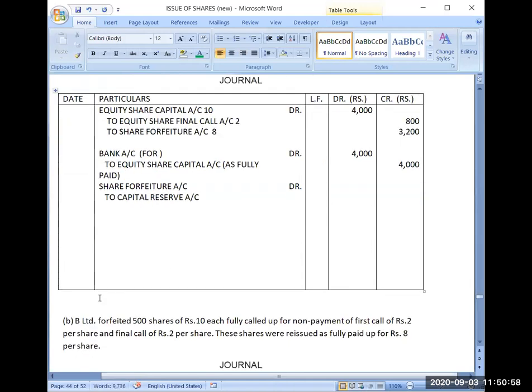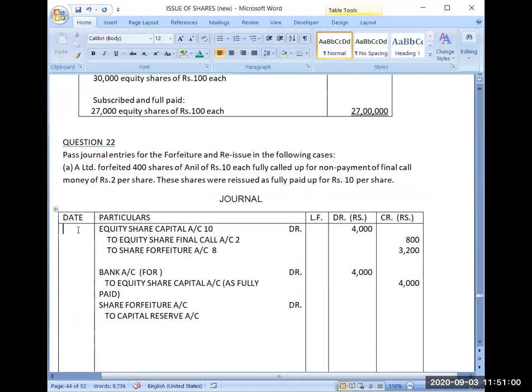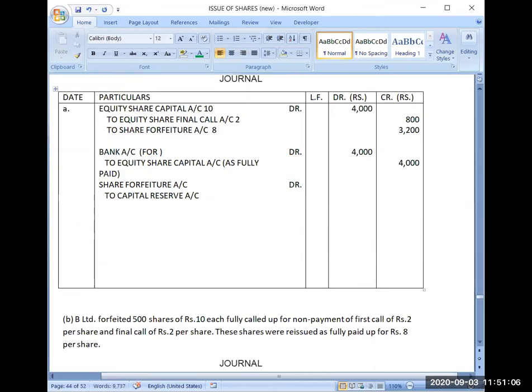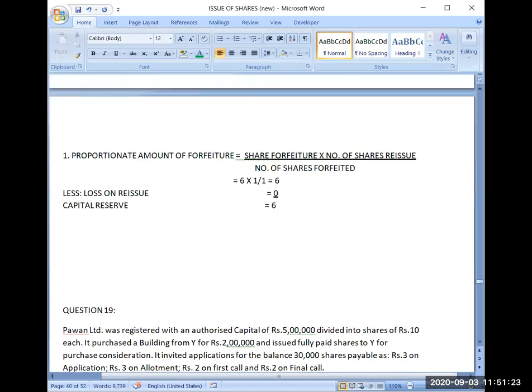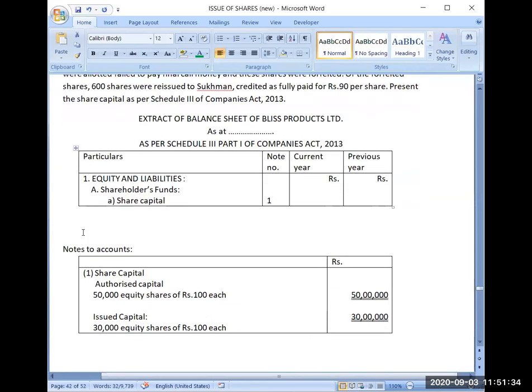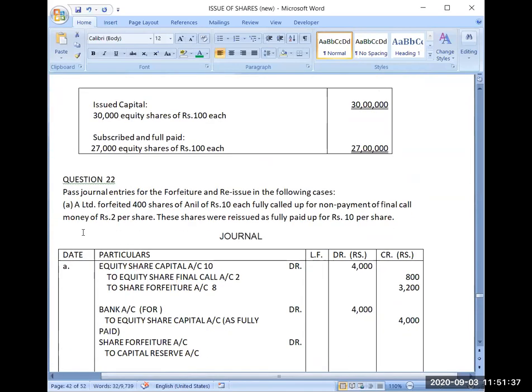Now after doing this entry, first we will make a working note. It is a part, that's why I am mentioning here a. Working note. You have to give this working note in each and every question.